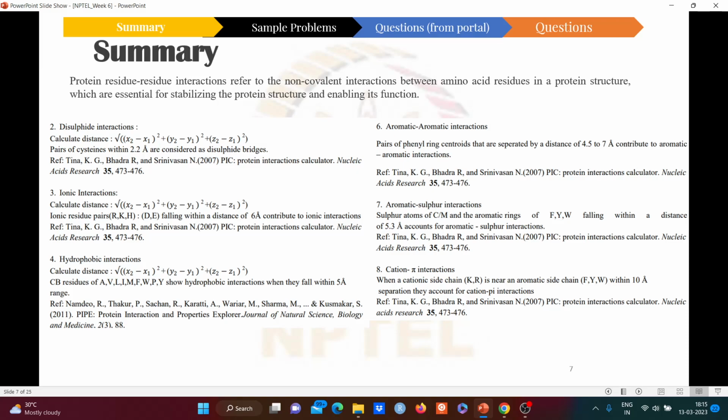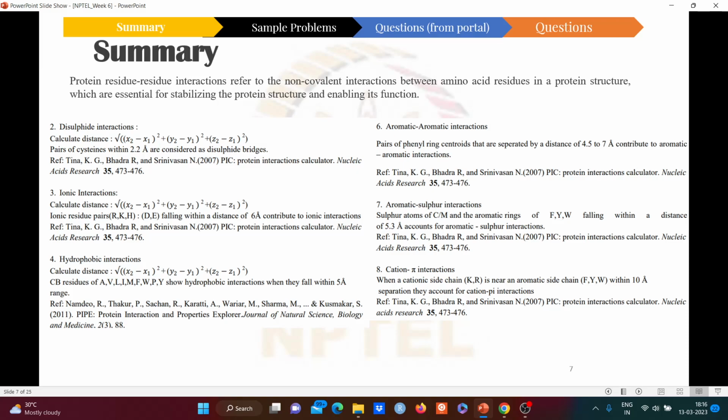Next is the aromatic sulfur interaction. Similarly, this is between the aromatic rings of phenylalanine and tyrosine with sulfur containing amino acids. So the average cutoff taken into consideration for aromatic sulfur interactions is 5.3 angstroms.